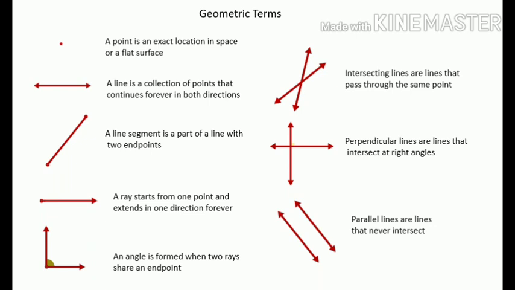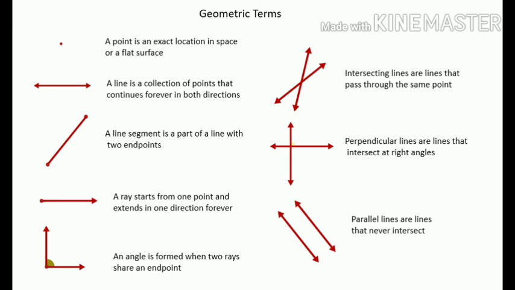Second, line. A line is a collection of points that continues forever in both directions. Means a line is a set of different points which we can extend in both directions. Third, segment. A line segment is the part of a line with two endpoints. Means we can't extend it to both sides. It is restricted. It is a particular segment.